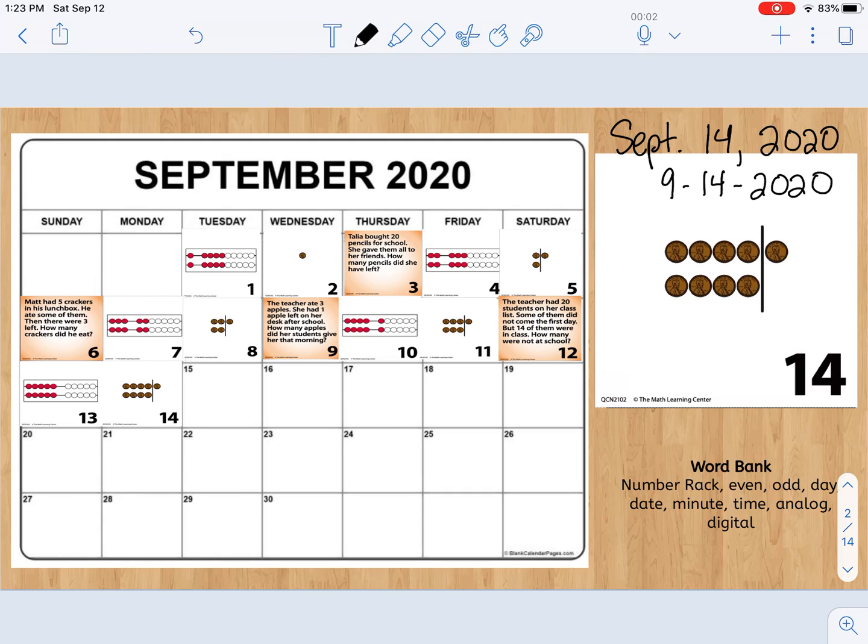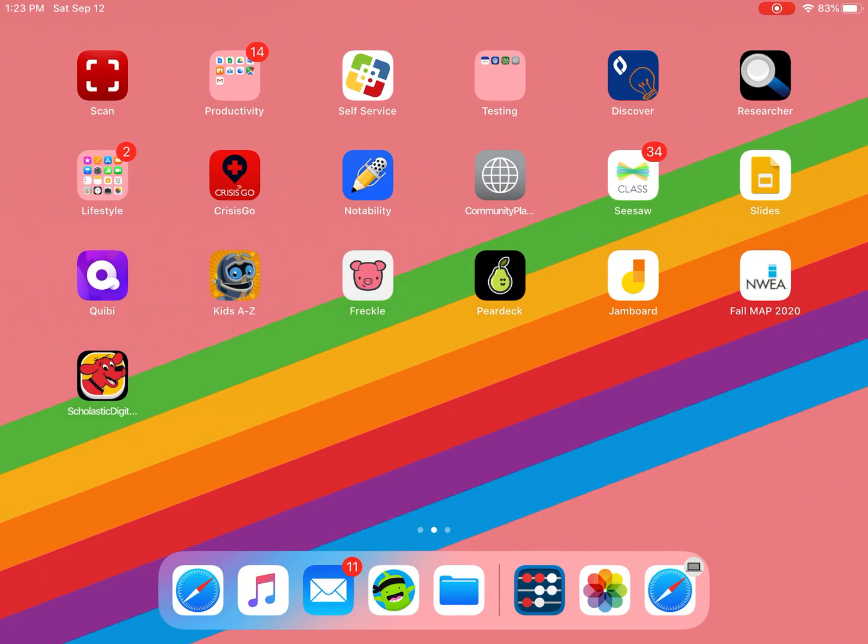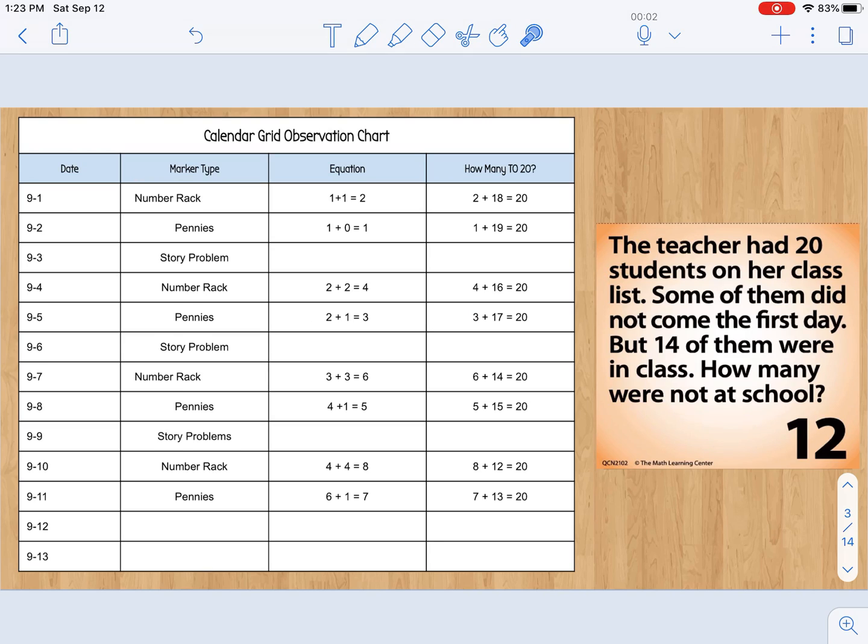Let's go ahead and continue our observation chart. Even though we didn't have school on Saturday and Sunday, we are still going to observe those calendar markers to continue with our patterns. If we look at the marker for Saturday, September 12th, I can see that this marker is a story problem. Since we are leaving those for later this month, I'm actually just going to write down story problem for the marker type.